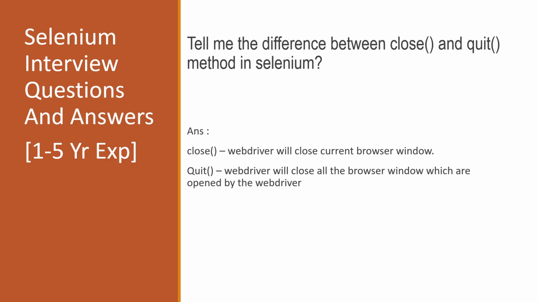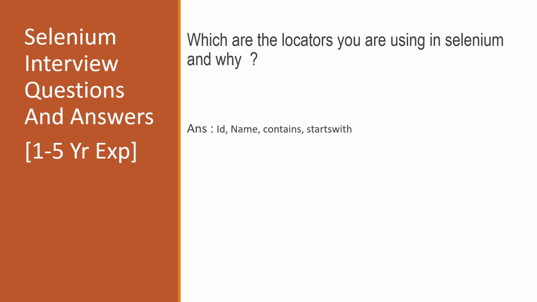Now coming to the next question. Which are the locators you are using in Selenium and why? So you all know that we always prefer ID, because ID is not always changing. So ID locators will be the first preference. Then you can use name, contains method, and starts-with. So those are the basic and important locators which you have to use in your project.